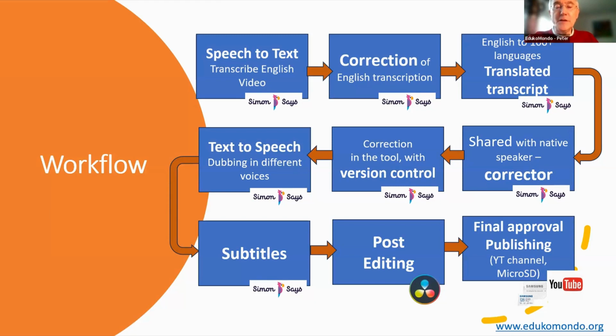It's not 100% correct. So we want to share it, and we share it in that same tool with a local corrector. The person logs into the tool and can correct it on that very same file, by adding not only the correction in the file, but also some comments and also the approval. Once it is approved, then it goes to text-to-speech, because then we have the dubbing phase. Not all of the languages are ready to be dubbed.